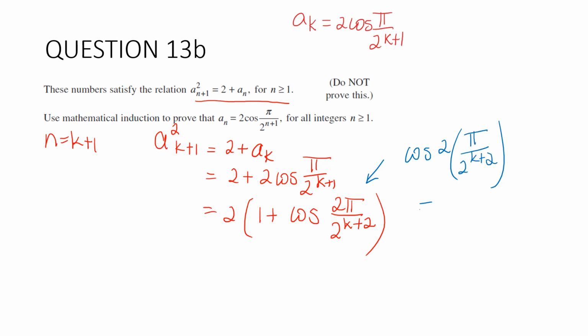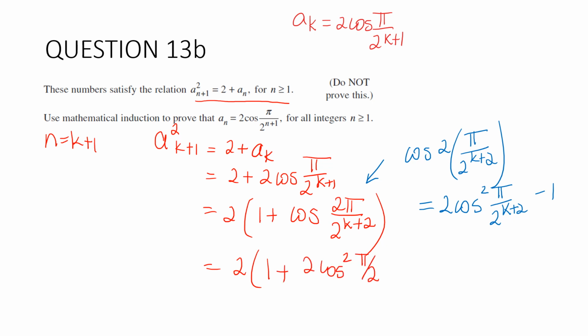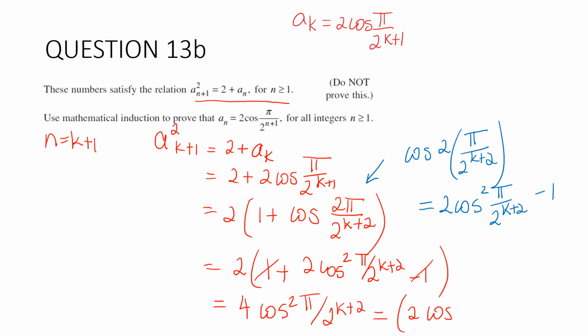And that is going to be equal to 2 cos squared pi over 2 to the k plus 2 take away 1, which I'm now going to make that substitution. Equals 2 brackets 1 plus 2 cos squared pi over 2 to the k plus 2 take away 1. These cancel, and I end up with 4 cos squared pi over 2 to the k plus 2, which is the same as (2 cos pi over 2 to the k plus 2) all squared.